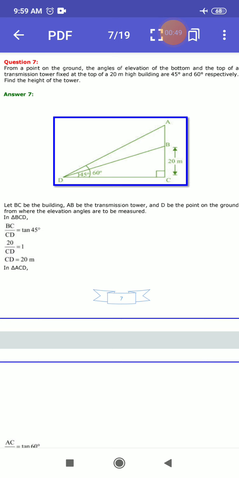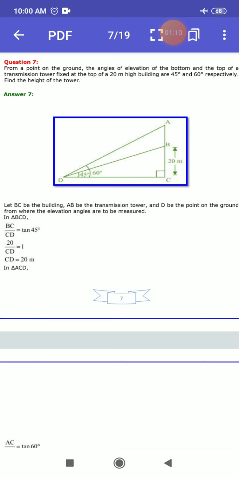Here the question is: from a point on the ground, the angles of elevation of the bottom and the top of a transmission tower fixed at the top of a 20-meter high building are 45 and 60 degrees respectively. Find the height of the tower.